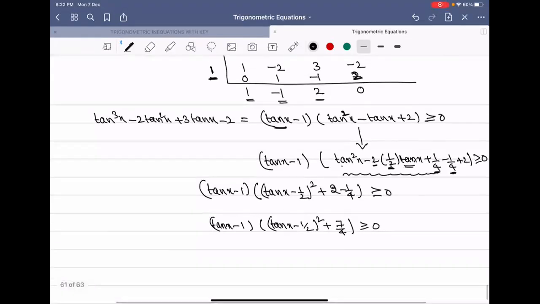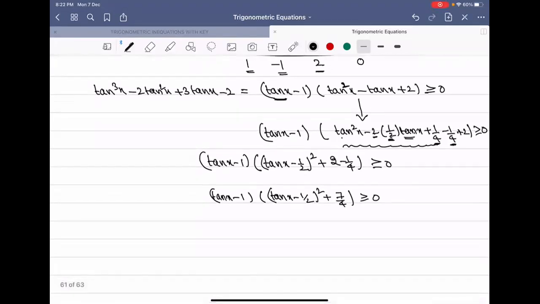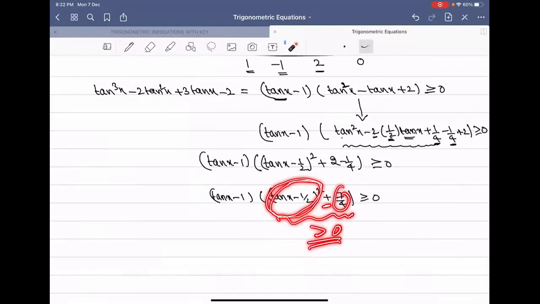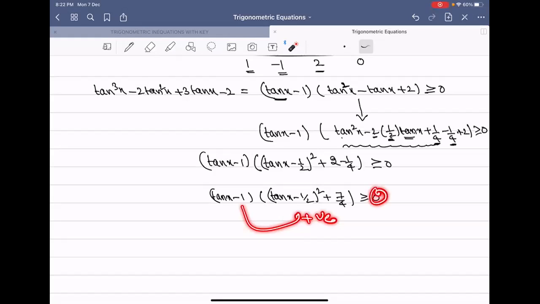Either both are positive or both are negative. Now see, if you observe this one, it's a positive quantity or not? Non-negative, either 0 or positive. Plus sign is there. Therefore this total thing is what? Positive or not? Is there any chance of becoming negative? No, it's always positive. Therefore the product is positive because it is greater than or equal to 0.